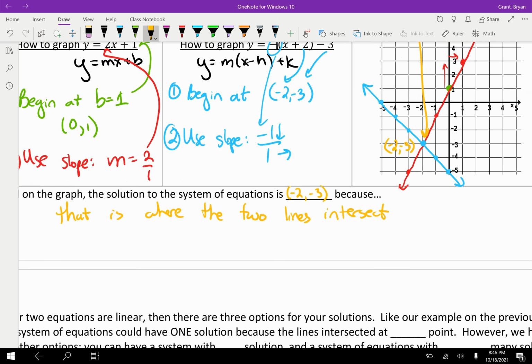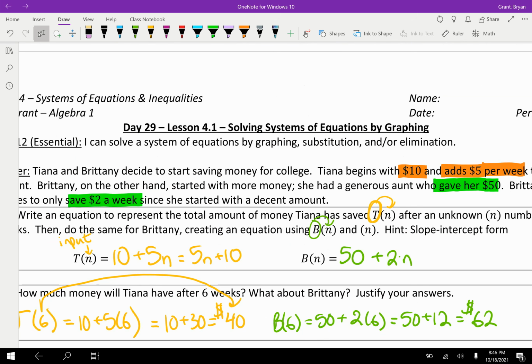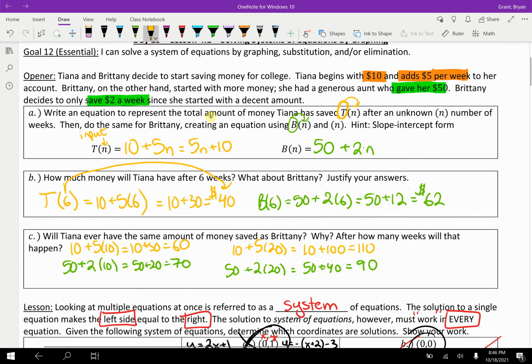And so hopefully that puts today's title into perspective. Today's title is Solving Systems of Equations by Graphing. And so if you wanted to find exactly where Tiana and Brittany had the same amount, what could you do? You could graph one equation and the other and figure out where those two equations intersect.